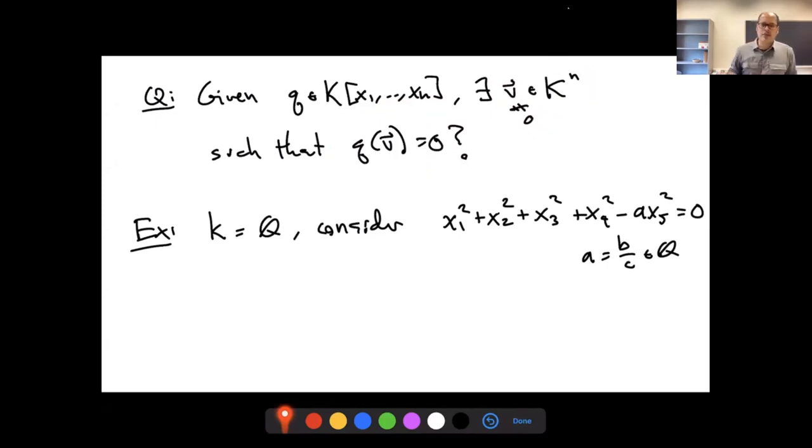Just to warm up, let's do an example. Let's pick our favorite rational number a and consider this 5-variable quadratic form: just the sum of the first 4 variables squared, and then minus a times the 5th variable squared. This one is chosen so that we can work with it very quickly, because if we notice, we can clear denominators.